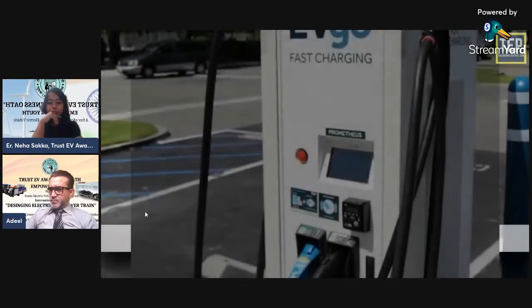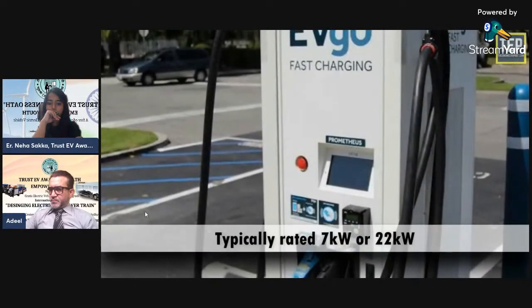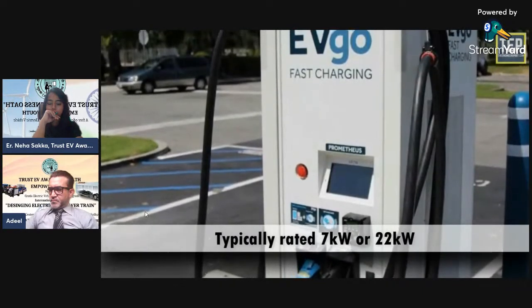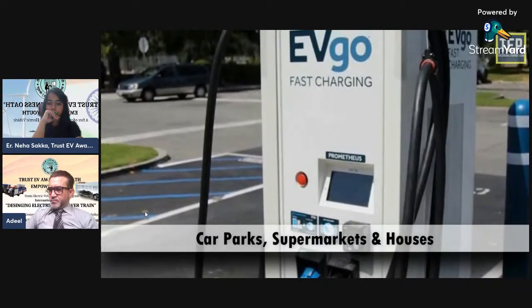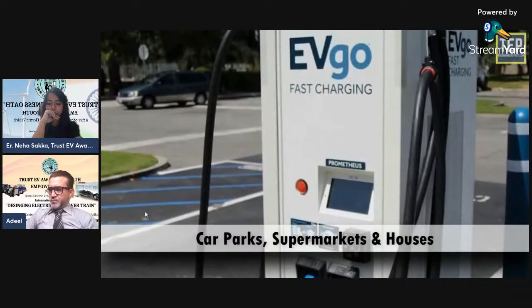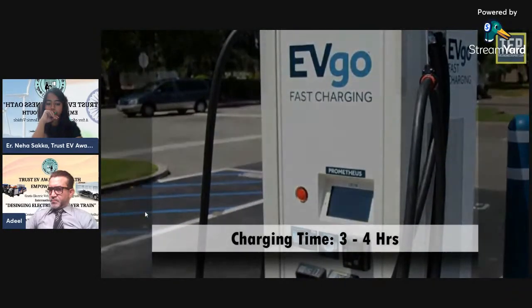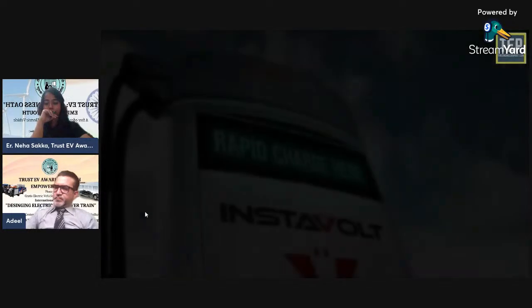Fast charging. It is typically rated at either 7 kilowatts or 22 kilowatts. Tends to be installed in car parks, supermarkets, leisure centers, and houses with off-street parking. Charging time takes up to 3 to 4 hours.